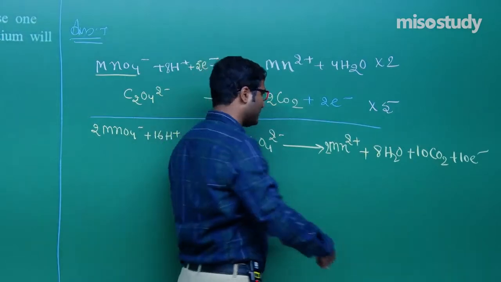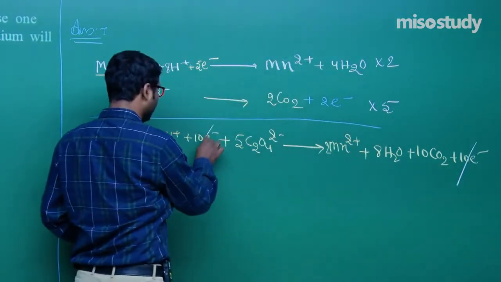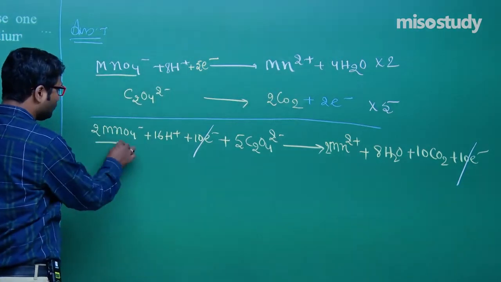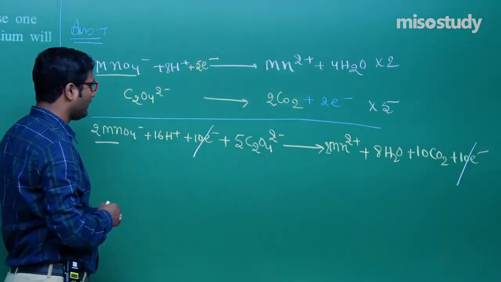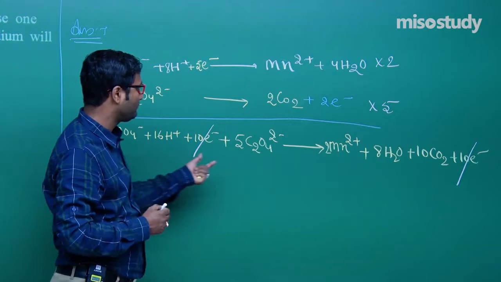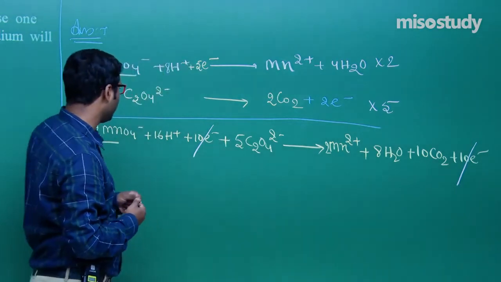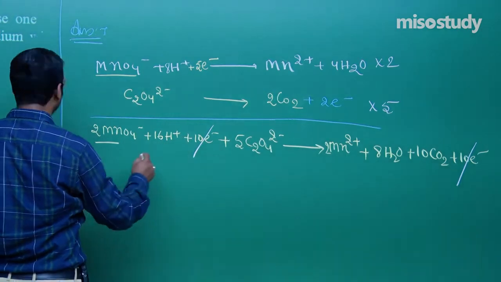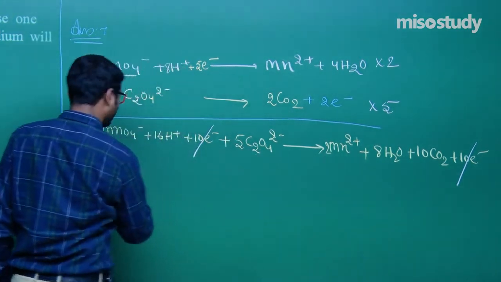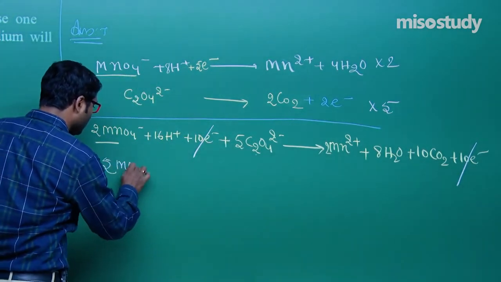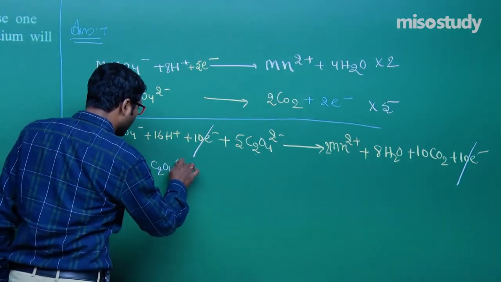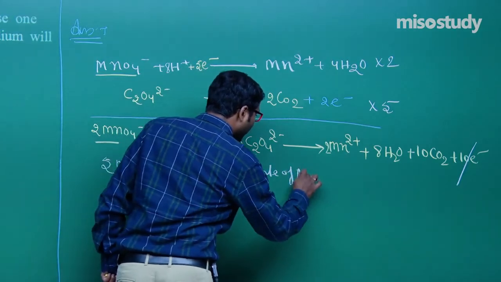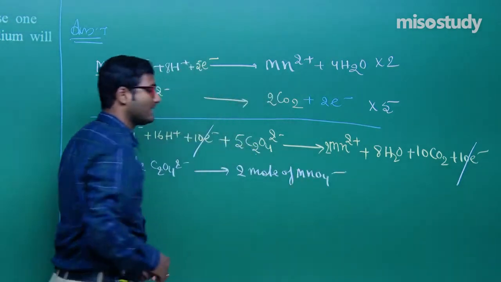Clear? Now what will happen? These 10 electrons moving here, friend, will cancel this one. Clear? Now check out the balancing. 2Mn, okay, 8 oxygen and 5 to 10, that 10 to 20. Okay, completely balanced here. Now look at how many moles to oxidize 1 mole here. 5 moles of C2O4 2 minus require 2 moles of MnO4 minus. Am I right or wrong?